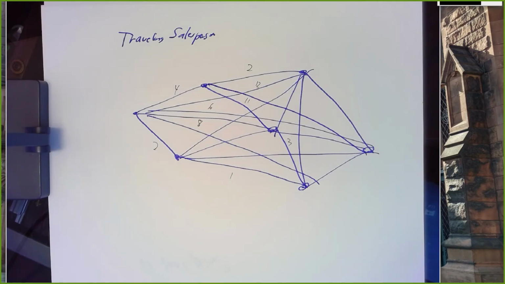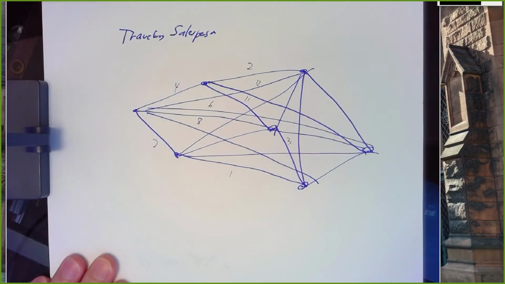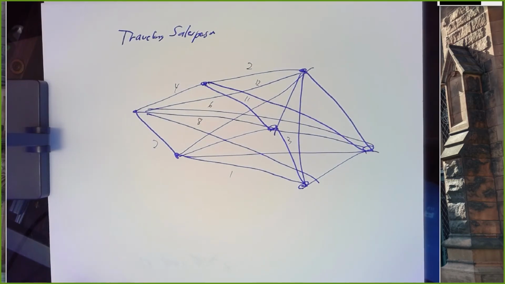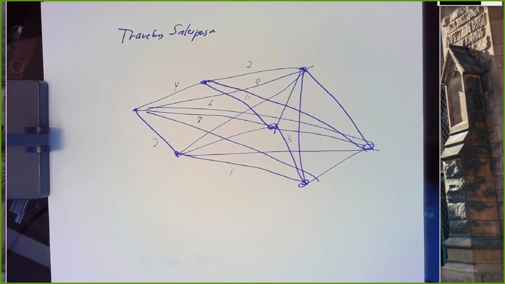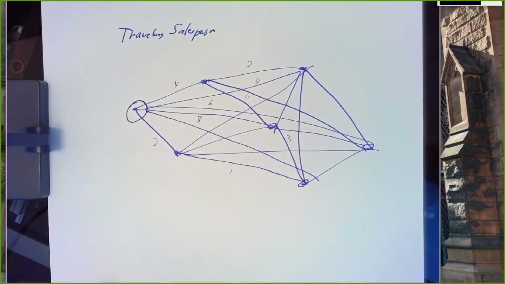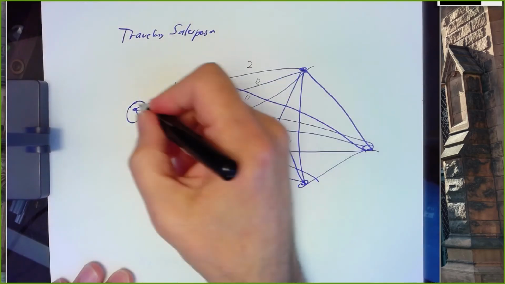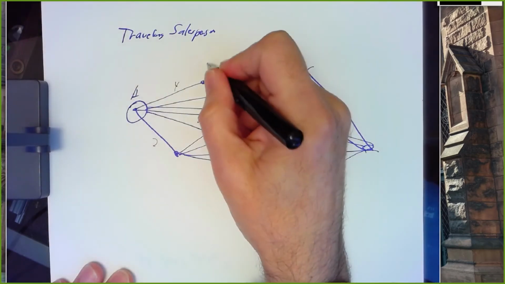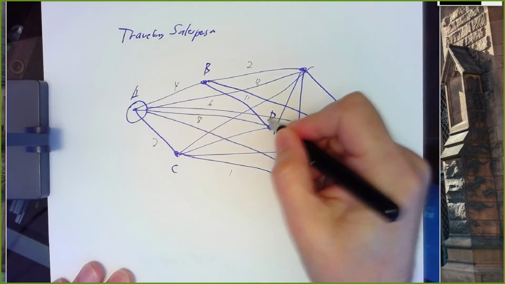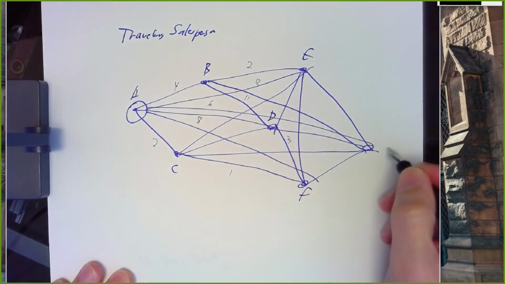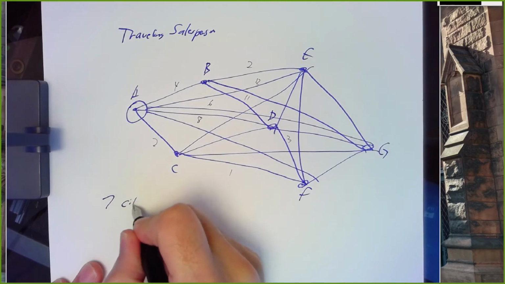So you want to minimize the total distance in order to visit all vertices. And we can describe an algorithm for solving this very simply. If you're starting from here, let's say you have A, B, C, D, E, F, G. Let's say you have 7 cities.